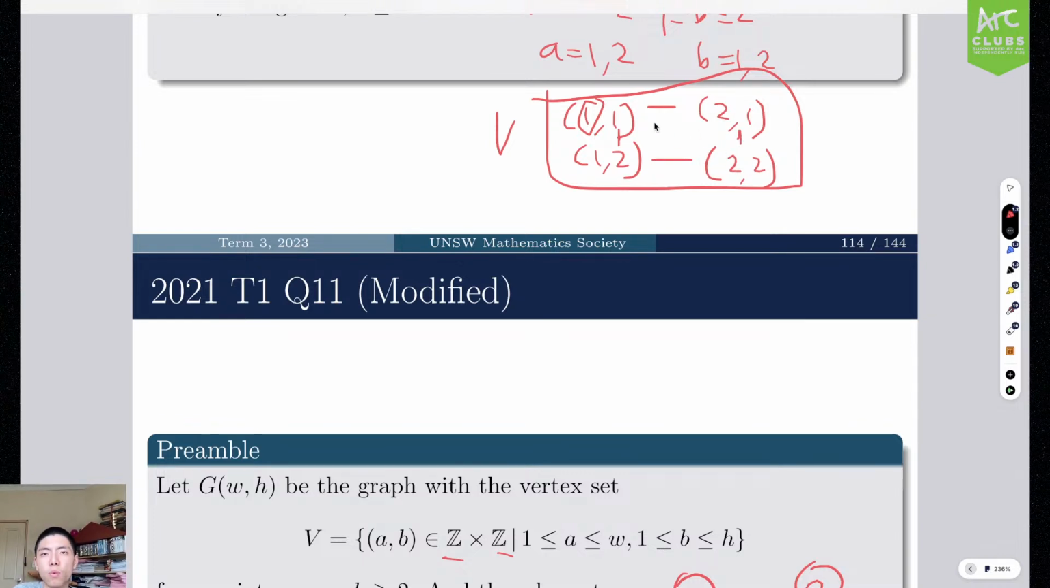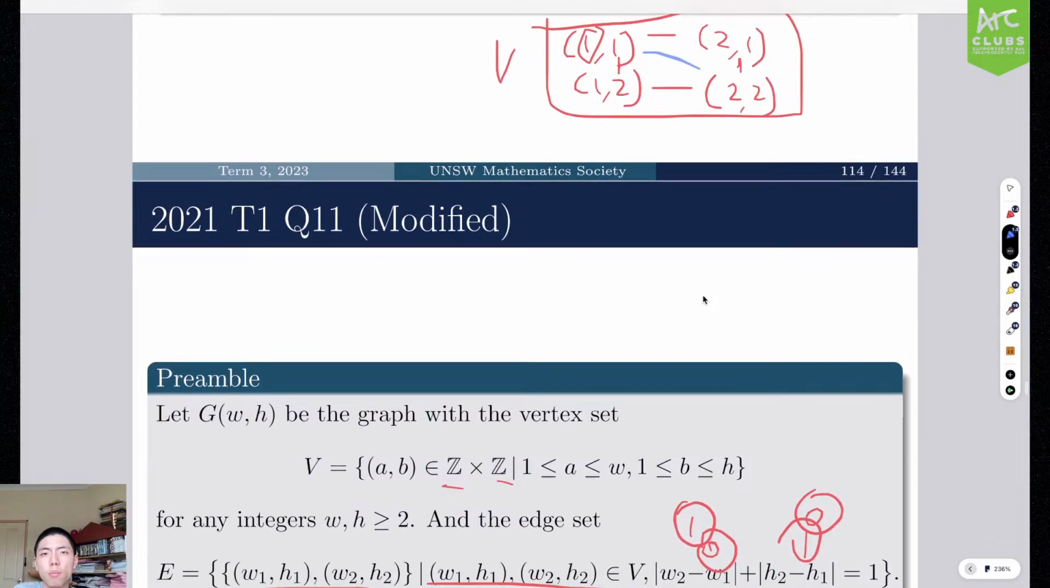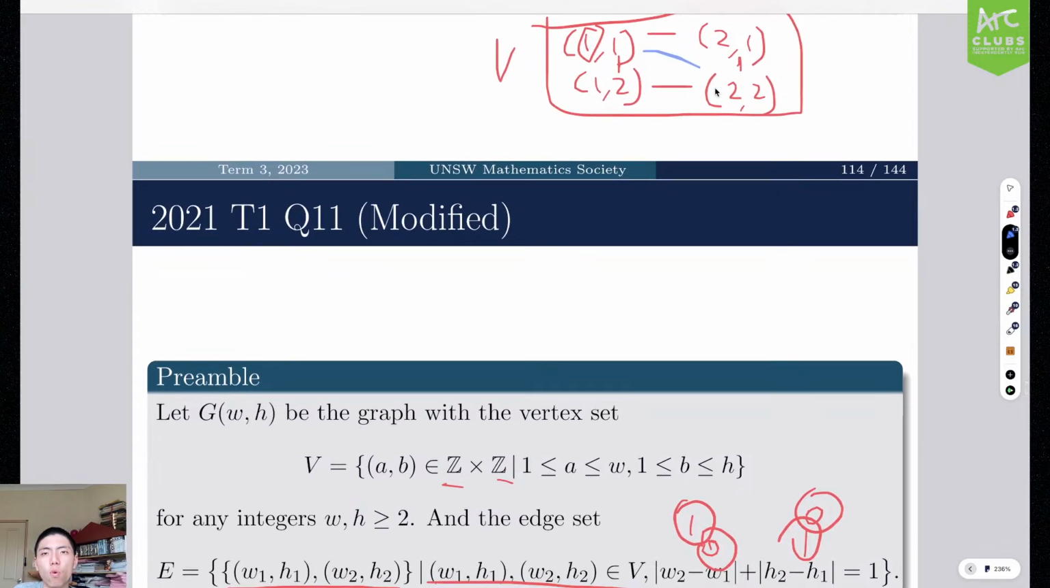Essentially, we do not do the diagonals. So this thing that I'm going to draw in blue is not included as part of the edge set, because this has a difference of 1 for the first number and also a difference of 1 for the second number. Adding together, that would be equal to 2, which does not satisfy this property. So the only vertices that we can connect are the ones with points that have a difference of only 1. It has to change by 1.